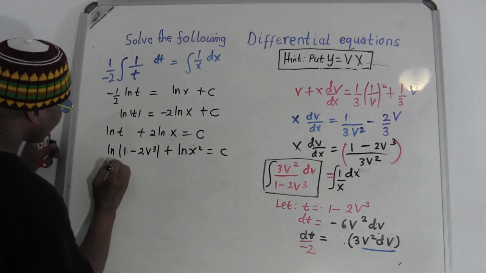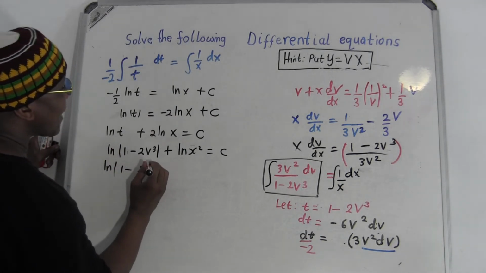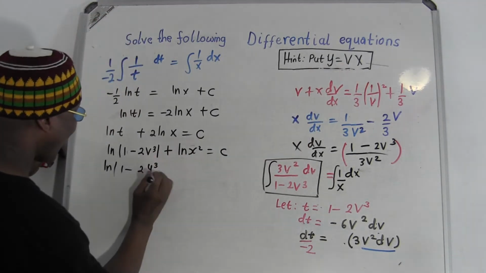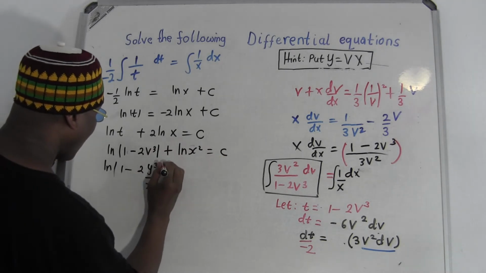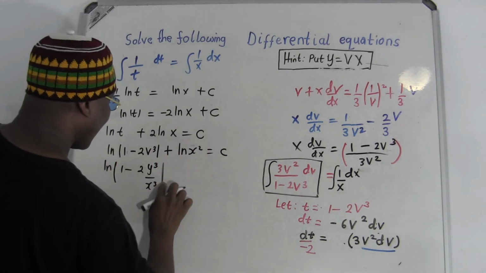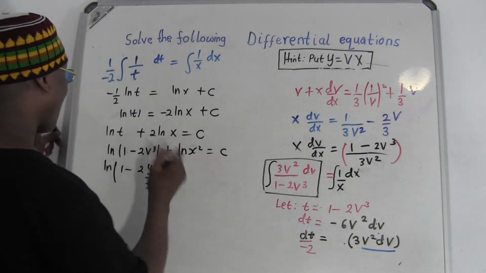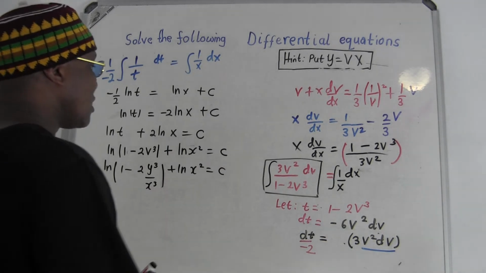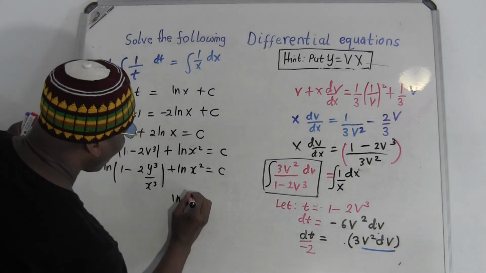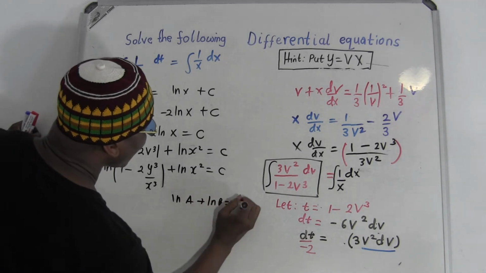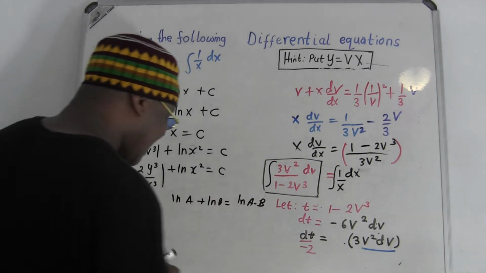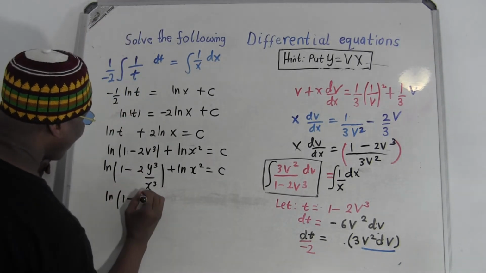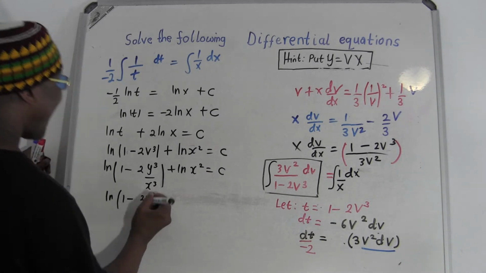So this is going to become ln of 1 minus 2 times y over x, all cubed. You can put brackets here, or whatever you want. And then you have a plus ln of x squared equal to c. But remember the law of ln: if somebody gives ln of a plus ln of b, this is ln of a times b. So I can simply say this is going to become ln of 1 minus 2 y cubed.